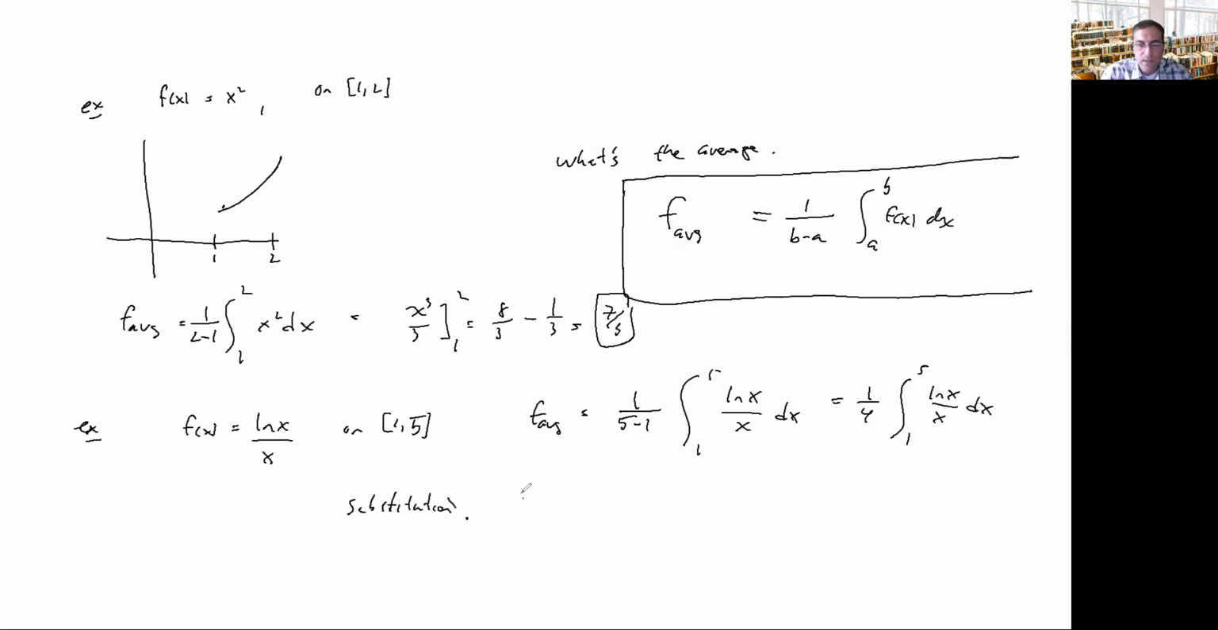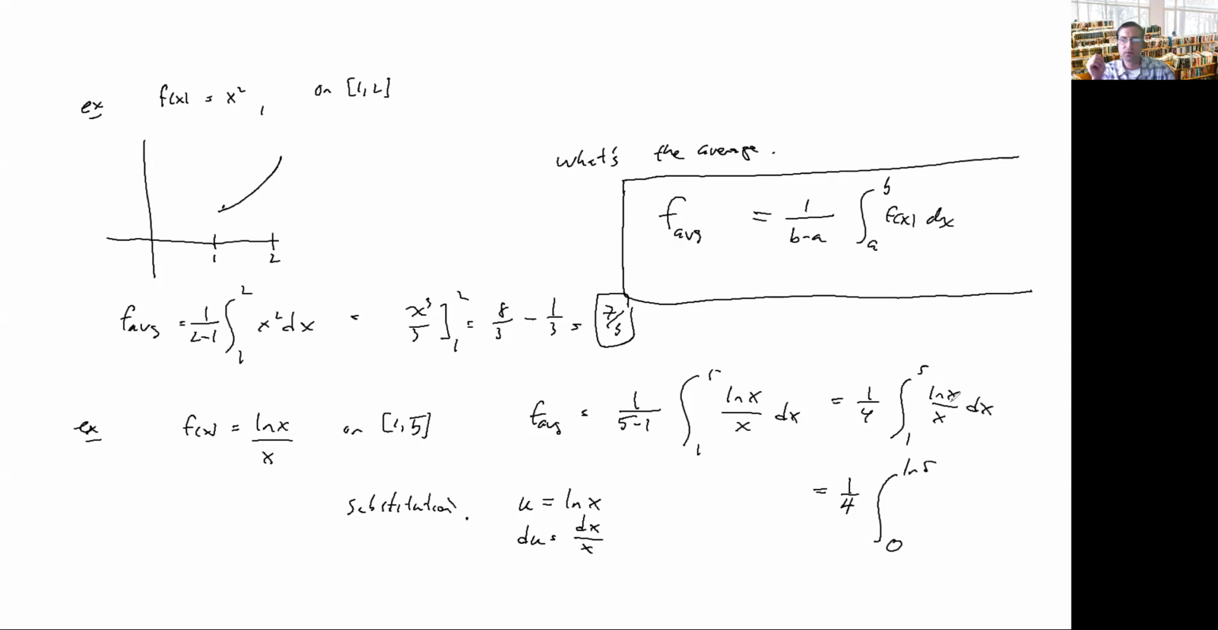The substitution I'm going to use is u equals ln of x. So du is then dx over x. Right, the derivative of ln of x is 1 over x. And so this integral is 1/4 times the integral. Now we have to figure out the new limits of integration. When x is 1, u is ln of 1, which is 0. And when x is 5, we get ln of 5.